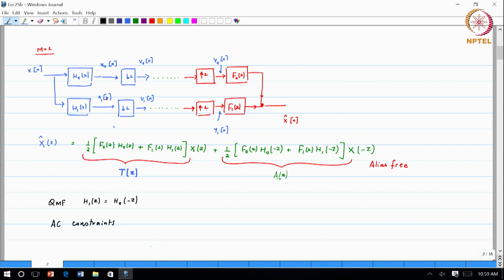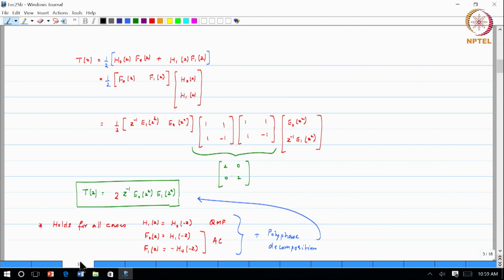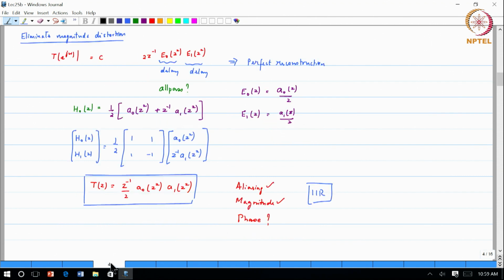We are talking about the two channel filter bank, aliasing eliminated through the choice of the filters. What we are left with is, if you do the polyphase decomposition, the transfer function is 2 times Z inverse E naught of Z squared E1 of Z squared. We are not going through the traditional approach. We are going to look at the possibility of representing the filters in terms of a sum and difference of all pass functions A naught and A1. In that case, the transfer function will eliminate aliasing.